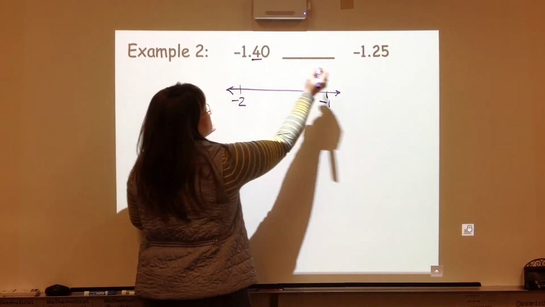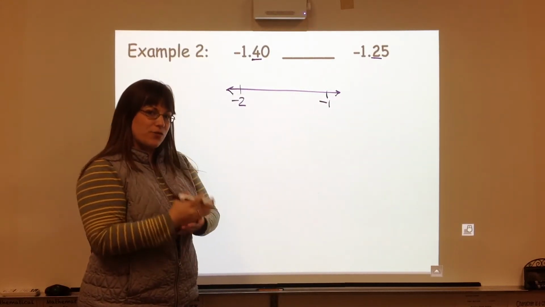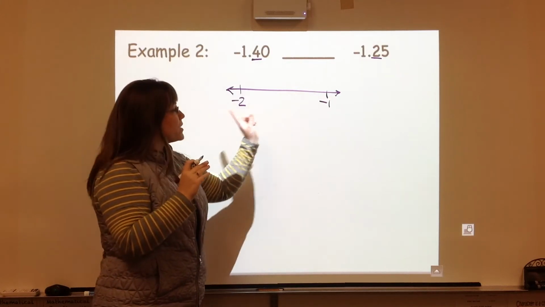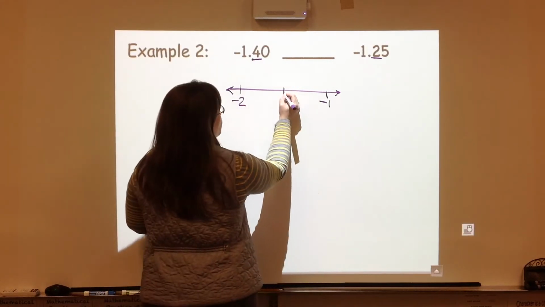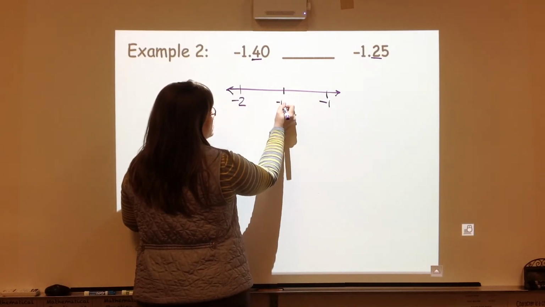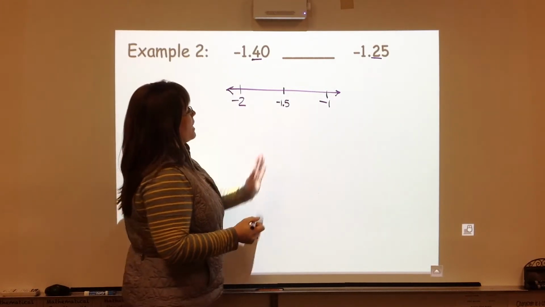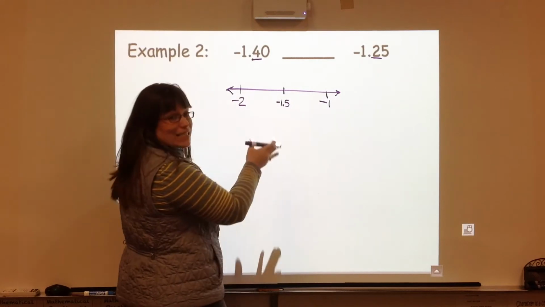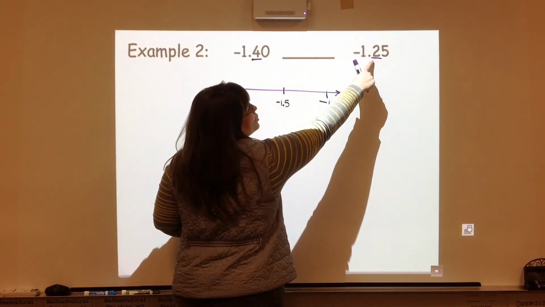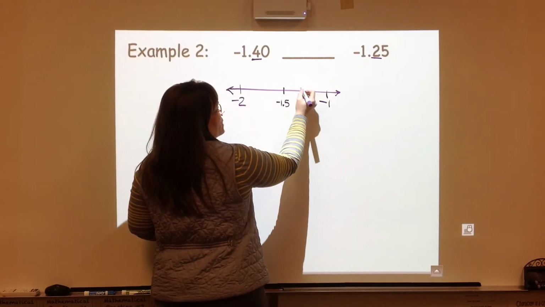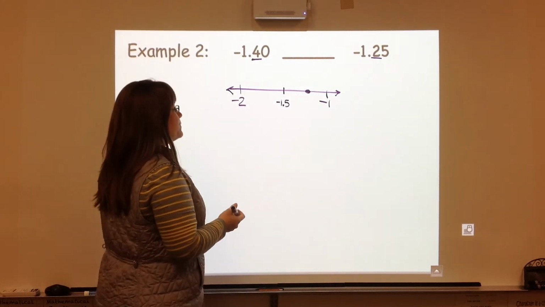I notice the next place value place has 2 different digits. That's great because I can just create a number line with the tenths places marked. So halfway in between is going to be -1.5. And now we can estimate where these 2 decimals go. -1.25 is somewhere in this area. Actually, it's right halfway in between.